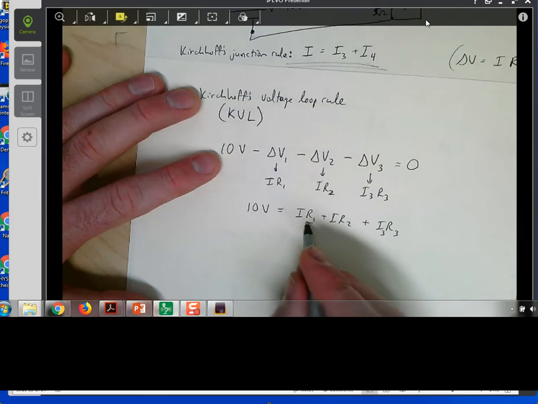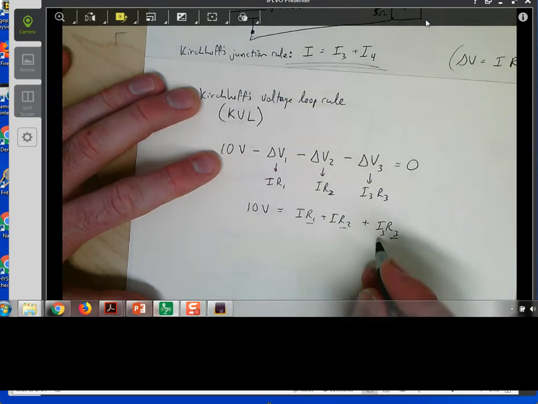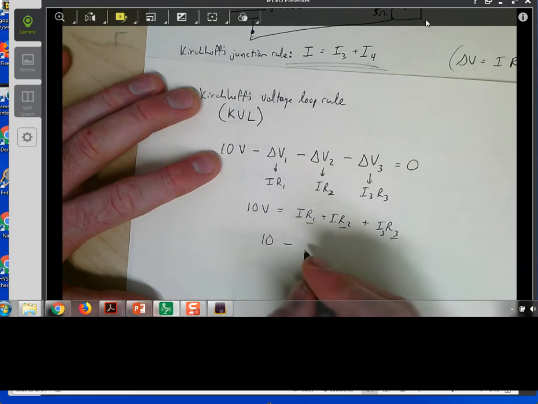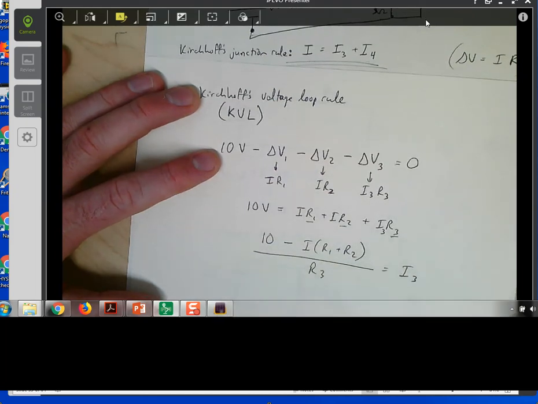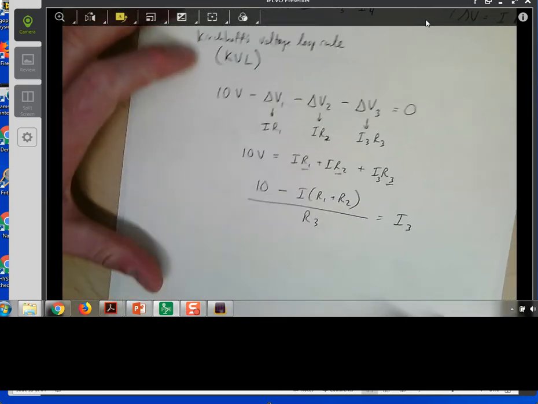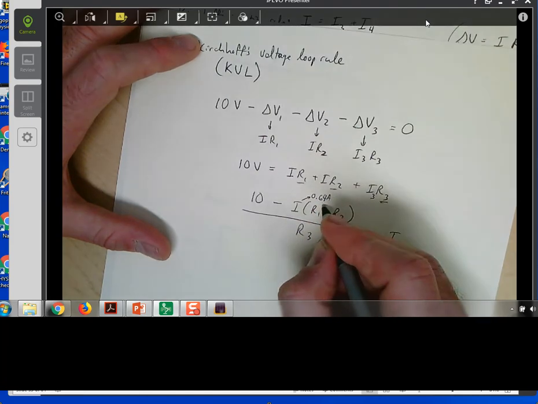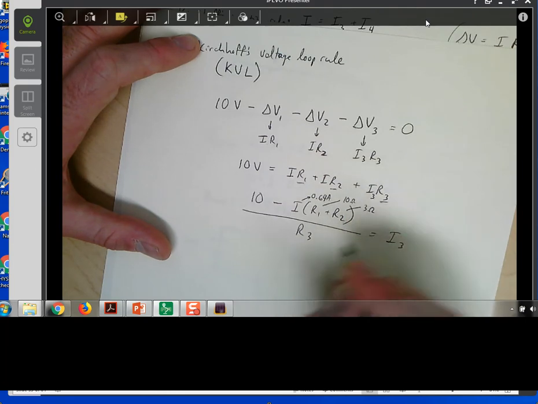Notice that we know the values of R1, R2, R3, and we know the current is 0.64 amps, but we don't know I3. Therefore, I'm going to rearrange this equation to solve for I3. 10 volts minus I times R1 plus R2, divided by R3, is equal to I3. If you can't do that one in your head, then just do it in a couple of lines. That's not a problem. This I is going to be 0.64 amps. This resistance is going to be 10 ohms. And this resistance here is going to be 3 ohms. R3 is going to be 5 ohms.